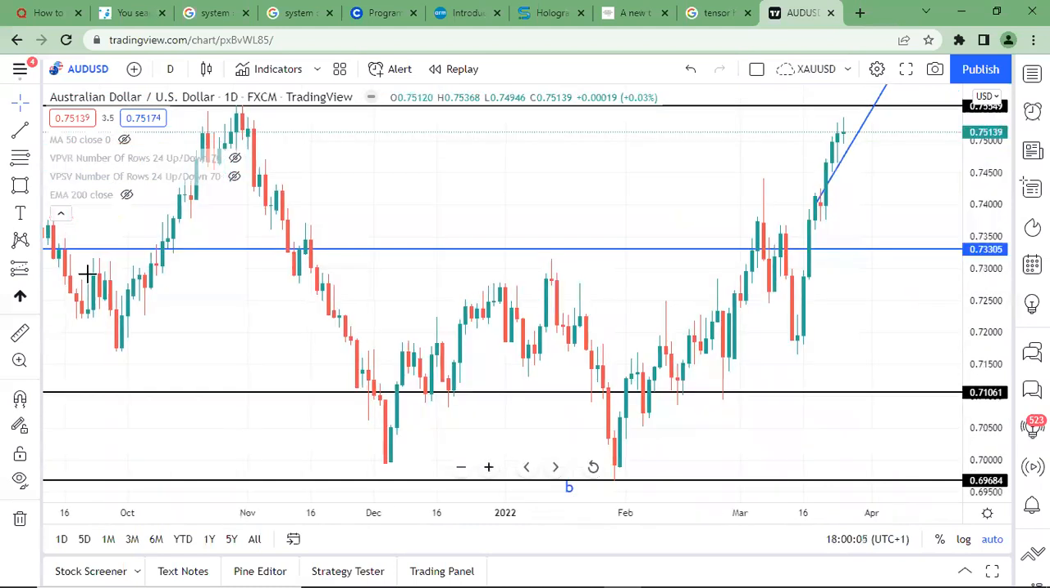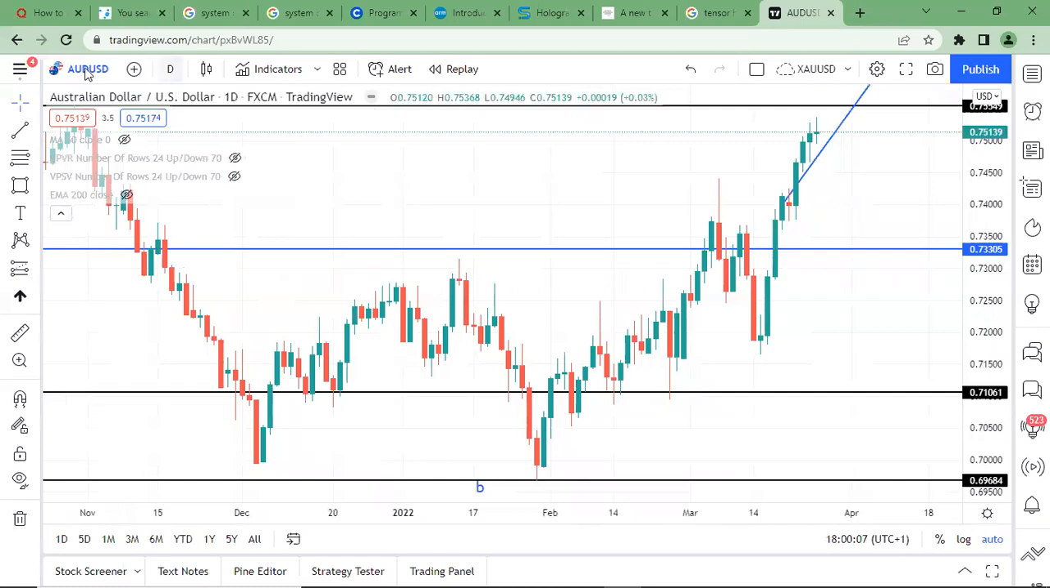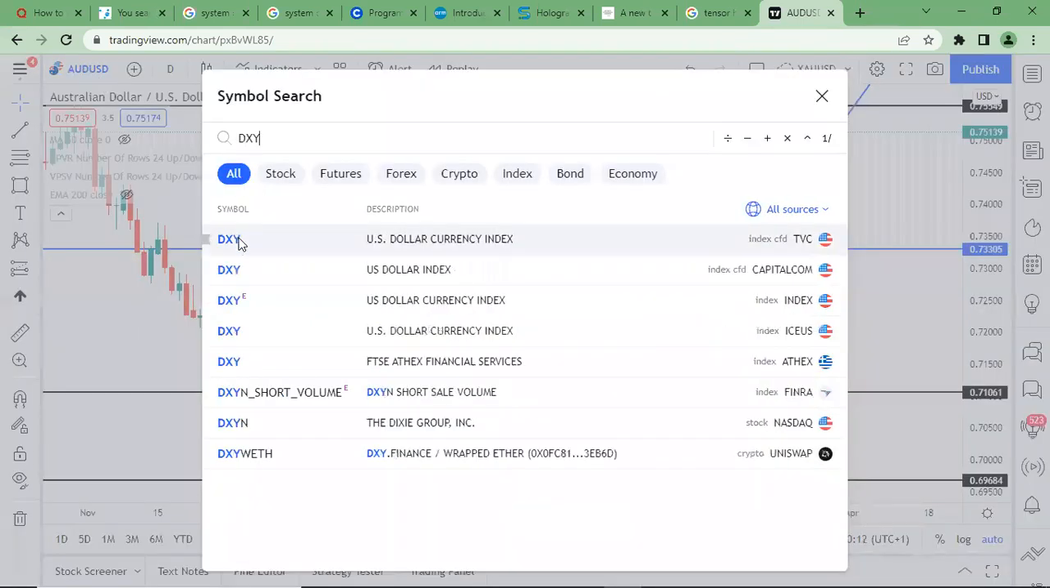Now, if you look at the DXY once again before I finish and close for today, our analysis on the DXY.